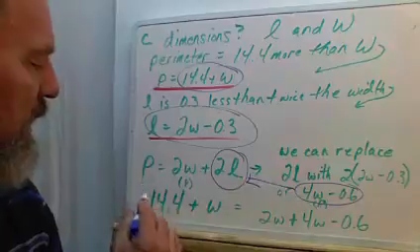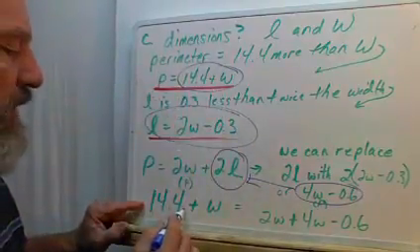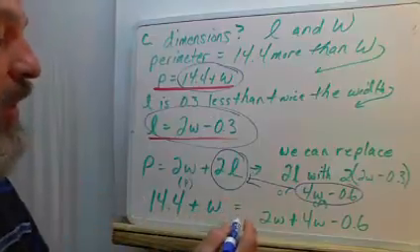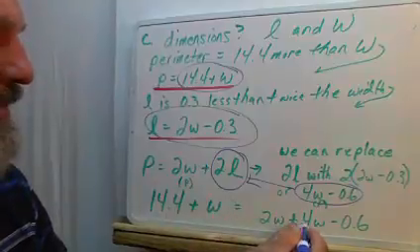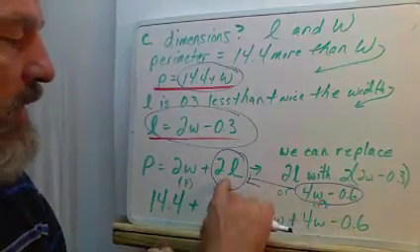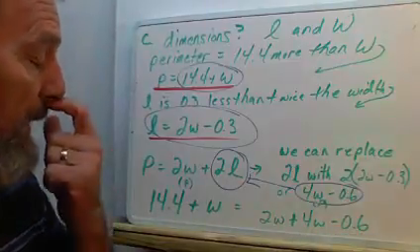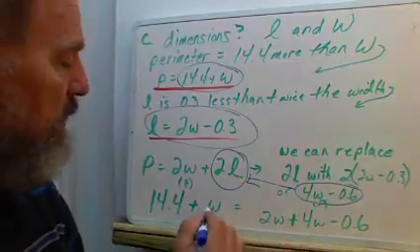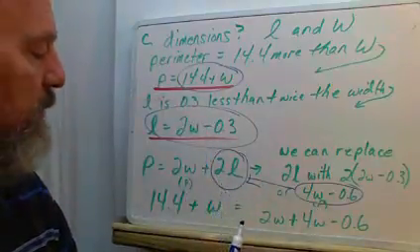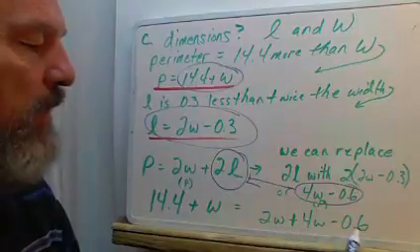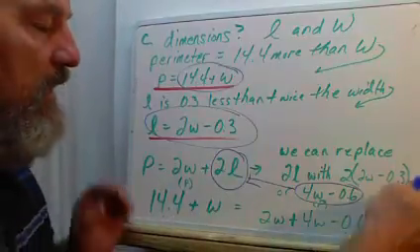We know that the perimeter up here is 14.4 plus W. We also know that the perimeter here is 2W plus 4W minus 0.6, because this right here can replace this. We now have W, W, and W, only one variable. Up here we had multiple variables, so we couldn't solve the problem yet. Now we only have one variable and some constants, on both sides. So it's time to solve that equation.